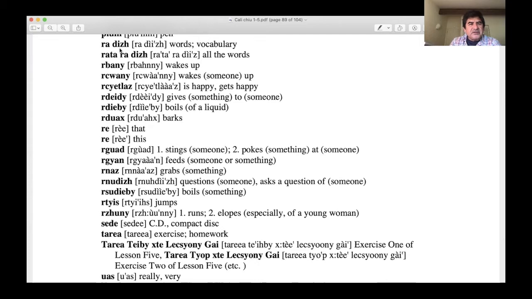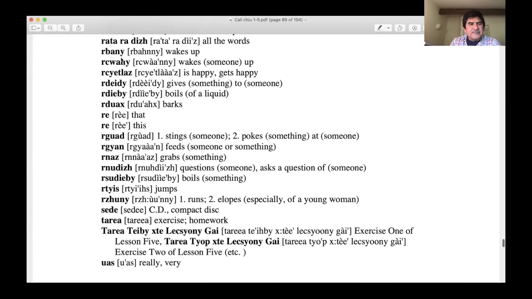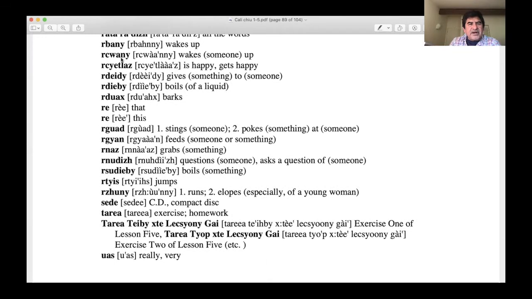Radish. Rataradish. Irvine, wakes up. Quine. This is wake someone up, okay? So you guys need to be careful, as we'll learn later. So we are going over some verbs now.